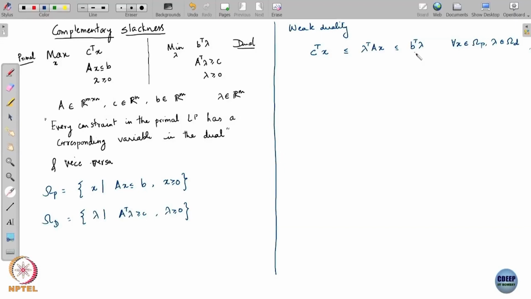Now, the important thing here is the complementary slackness condition, and so let me write the theorem now.